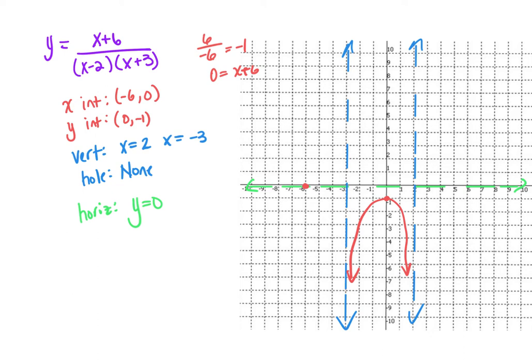On the left-hand side, I'm going to pick a number between negative 3 and negative 6 to figure out where I'm coming from, like negative 4. What happens when I plug negative 4 into the top? Negative 4 plus 6 is positive. On the bottom, negative 4 minus 2 is negative, and negative 4 plus 3 is negative. So it's going to be positive, which means it's on the positive side. It's going to start on the positive side here, and then it's going to cut through it somewhere. It's got to. So it's going to do something like that.